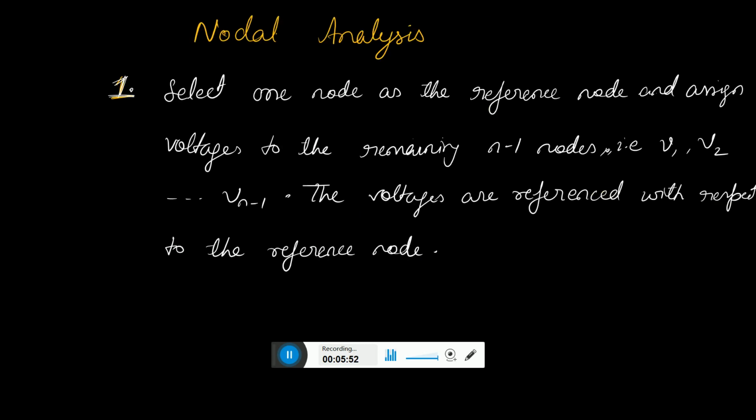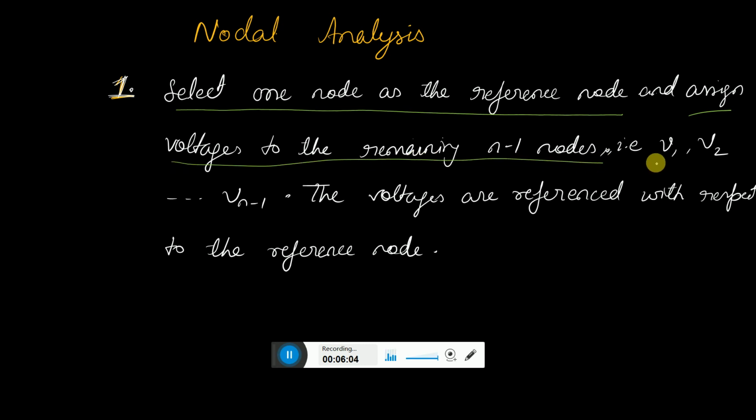And then what is the conclusion of the node analysis we get is that select one node as a reference node, fine, analyze, assign voltage to the remaining n minus 1 nodes, that is fine, V1, V2, Vn minus 1. So in the previous example we have 3 nodes, 1 and 2 we have assigned the voltage and this one we have taken as a reference.